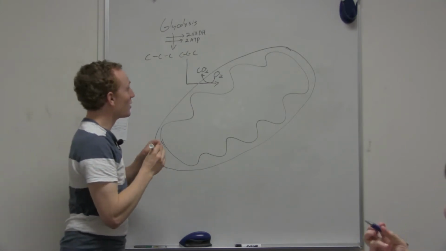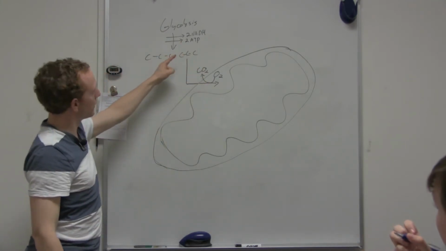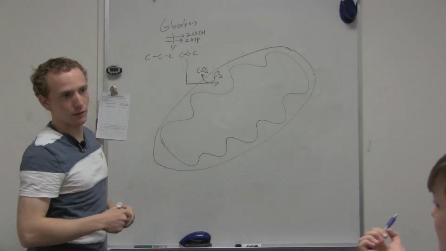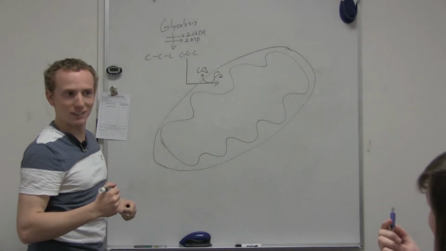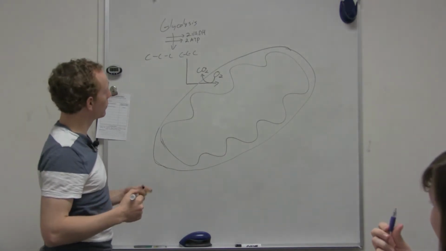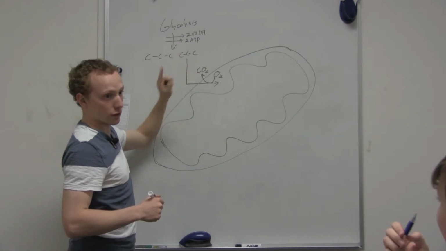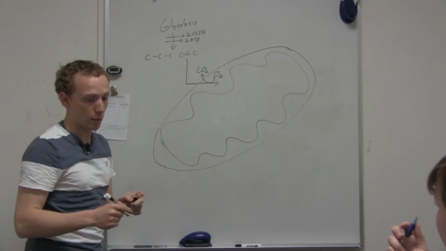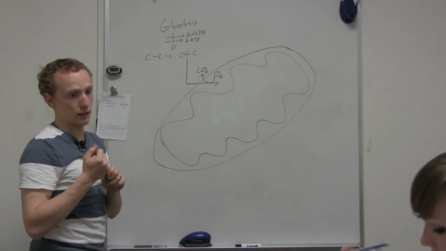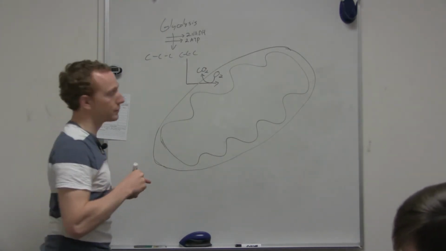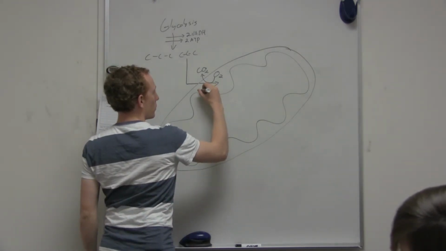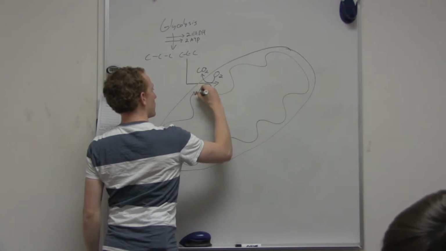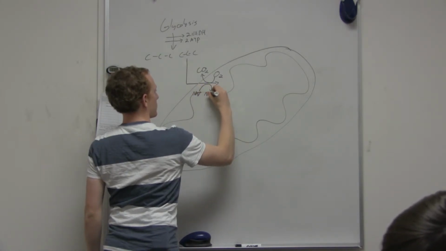So what happened to this guy then? It got turned into CO2. One of the carbons was taken away and turned into CO2 with the O2. So we're left with a 2 carbon chain. There's another thing that happens right here. We also input NAD plus and we get NADH.